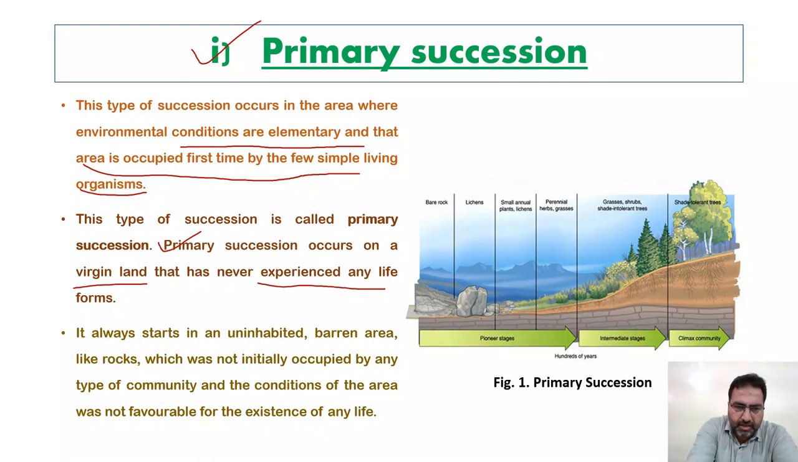It always starts in uninhabited barren areas like rocks, which were not initially occupied by any type of community, and the conditions of the area were not favorable for the existence of any life. So the succession which takes place in an uninhabited barren area such as rock, the nude area or virgin land where there was no life earlier, we call primary succession.